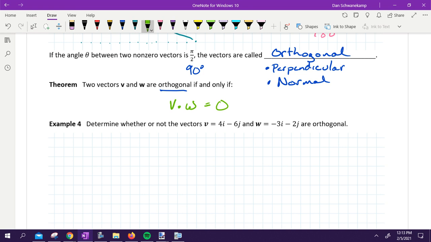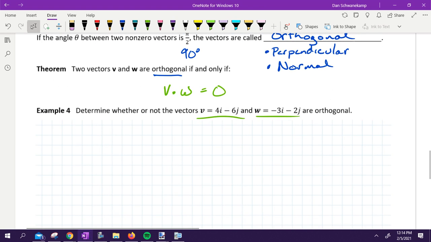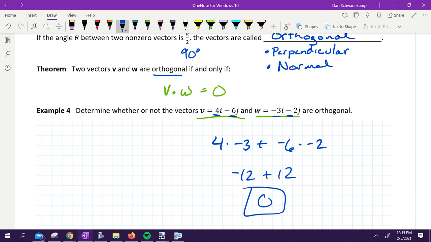Okay? Find the dot product of these two things. See what you get. Are these two vectors orthogonal? Yeah, they are. Because all you got to do is dot product. You take 4 times negative 3. This guy times that guy. Plus this guy. Negative 6 times negative 2. That gets me negative 12. Plus 12, it gets me 0. If that's 0, they are orthogonal.